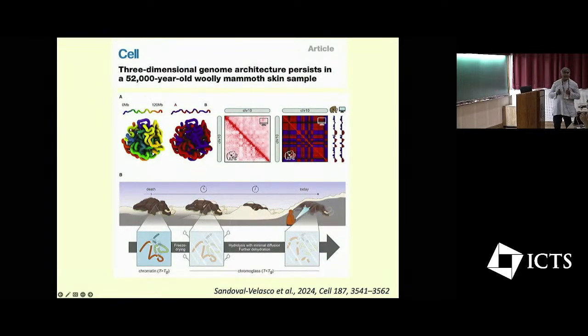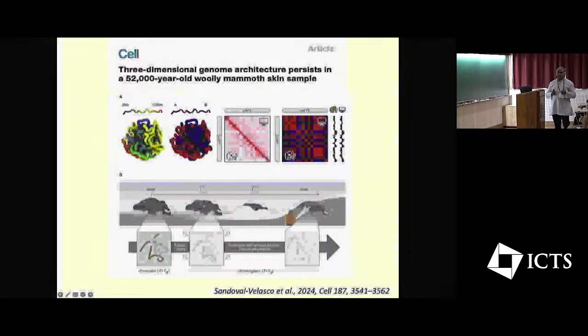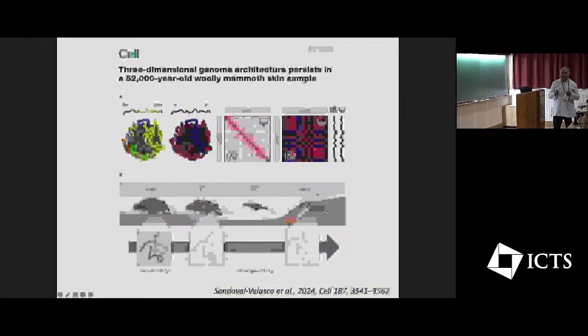So with that, we now fast forward to something which I think Daniel alluded to briefly in his talk. This is Paleo-Hi-C, and I think this is really a fascinating paper that was published very recently, which talks about the three-dimensional genome architecture which persists in a 52,000-year woolly mammoth.